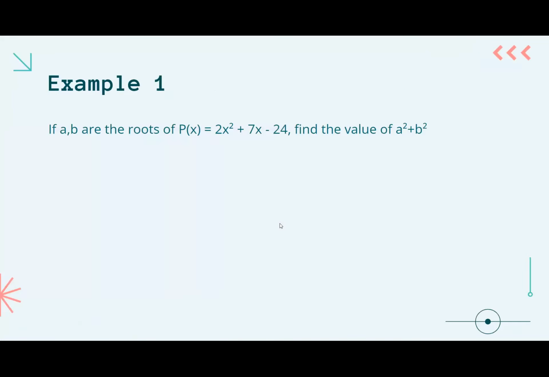Example one, if a, b are the roots of P of x equals 2x squared plus 7x minus 24, find the value of a squared plus b squared. Preferably using Vieta's. I mean, you could just factorize it, find the roots, add it up, but that's cringe.